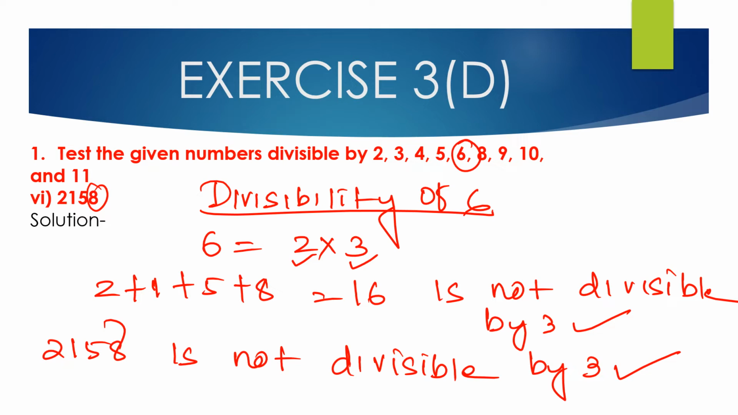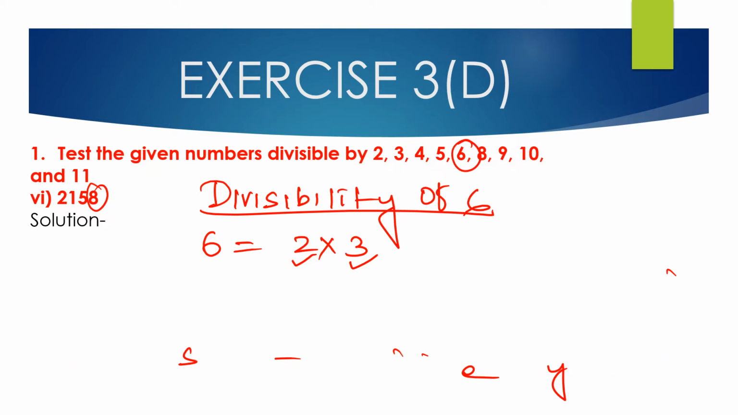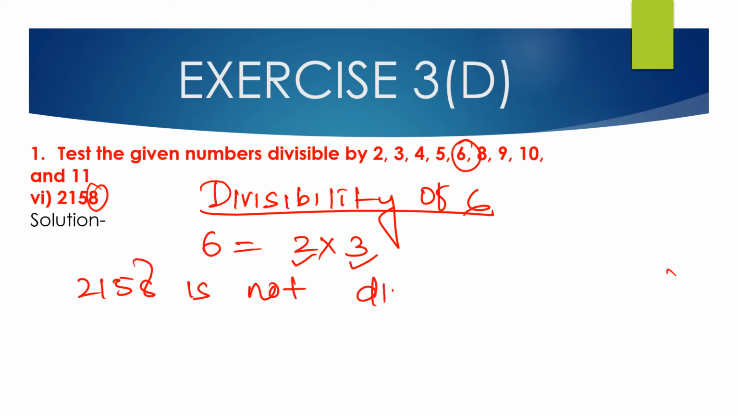Now we find that the number 2158 is divisible by 2, but it is not divisible by 3. So this number 2158 is not divisible by 6. Because it is only divisible by 2, but it is not divisible by 3. So this number 2158 is not divisible by 6.